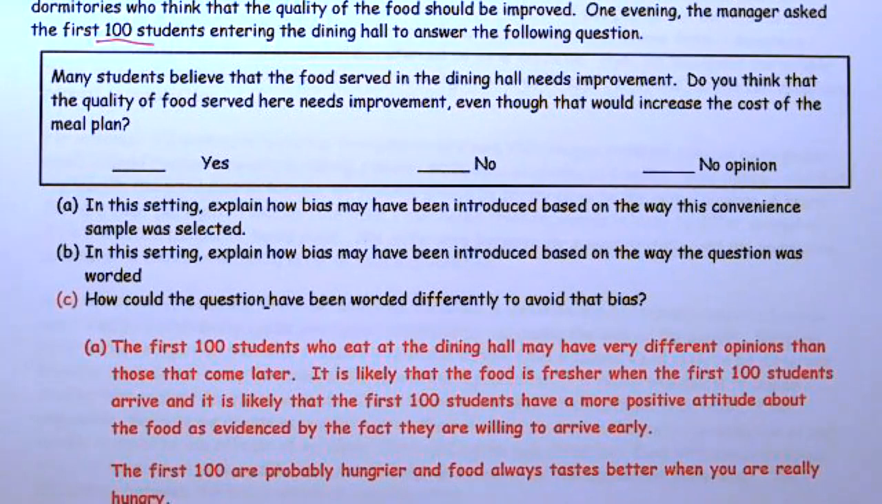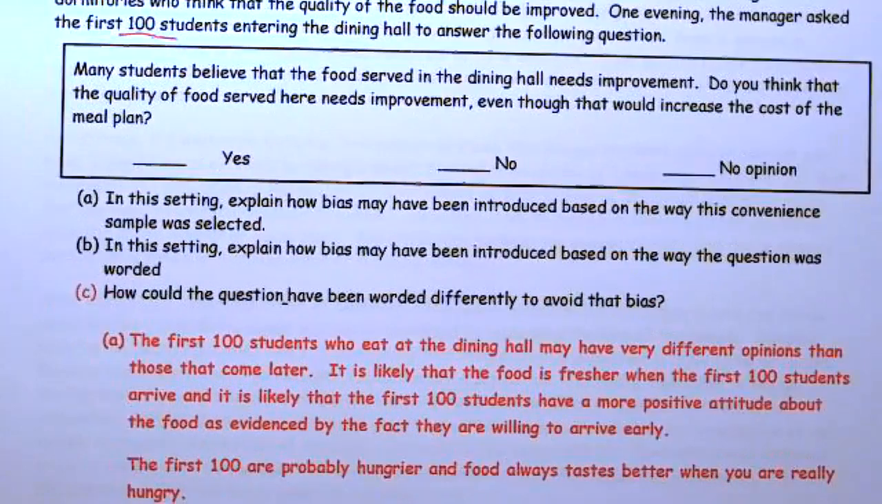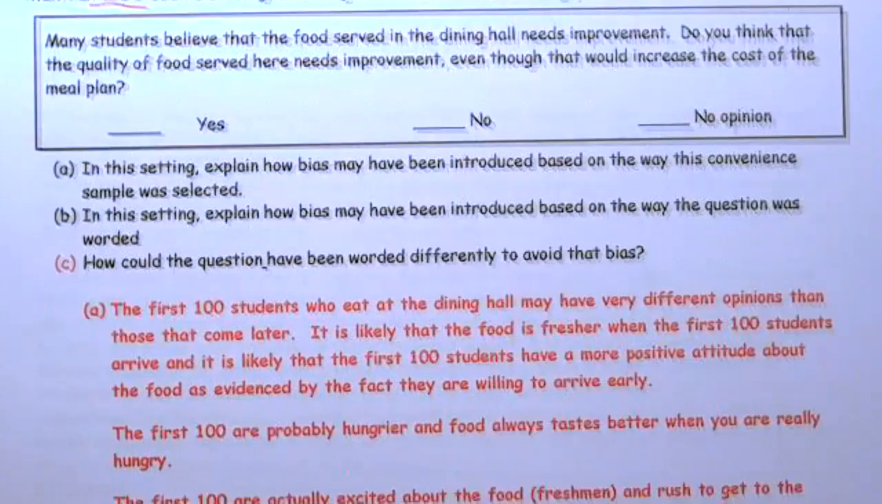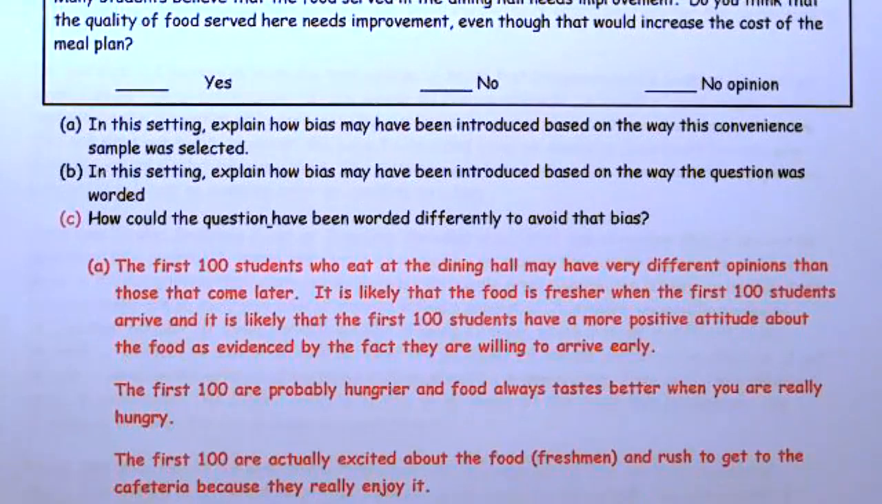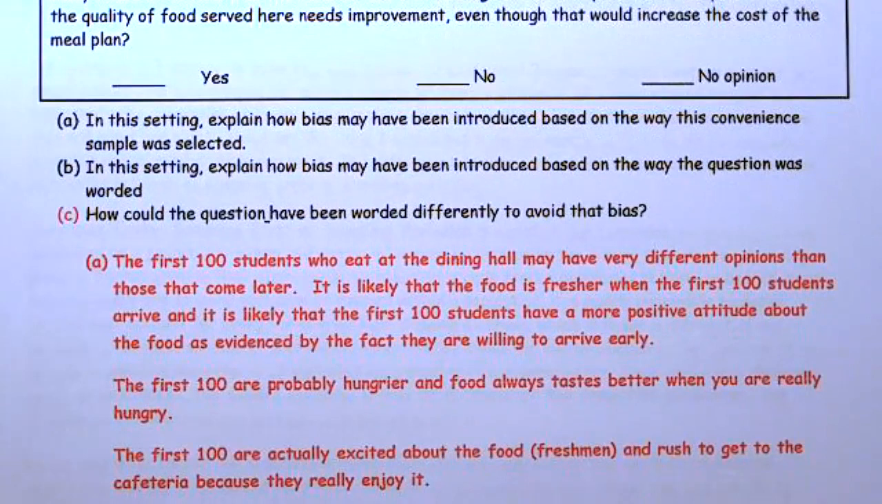Also, it's likely the food is fresher for when the first 100 students arrive, and it's likely that the first 100 students have a more positive attitude. In other words, they're freshmen and they're running to the cafeteria and they're all excited about the food. The first 100 are probably hungrier, and the food always tastes better when you're really hungry. So you just need to come up with a reason as to why it may overrepresent.